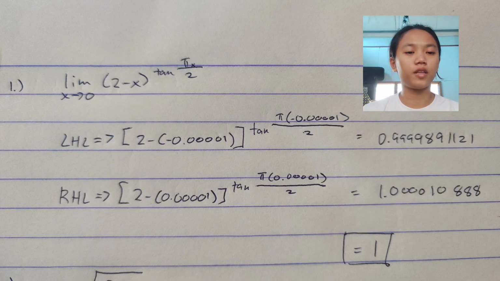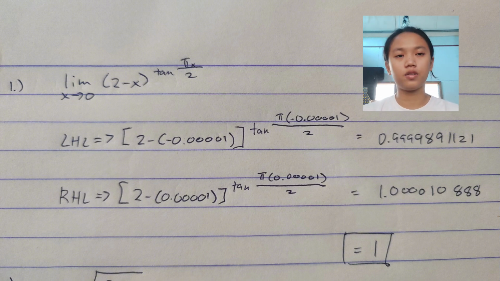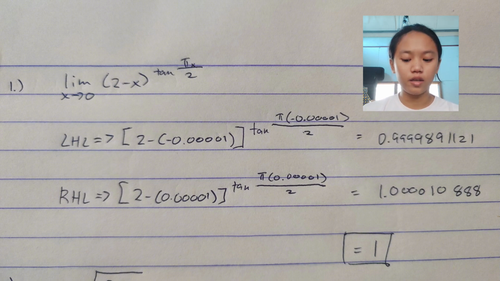The answer for the left-hand limit is 0.9999891121. And for the right-hand limit, the answer is 1.000010888. The two are not so distinct, and it could be equivalent to 1. So I have concluded that for the limit of (2 minus x) to the power of tangent of pi x over 2 as x approaches 0, the answer is 1.